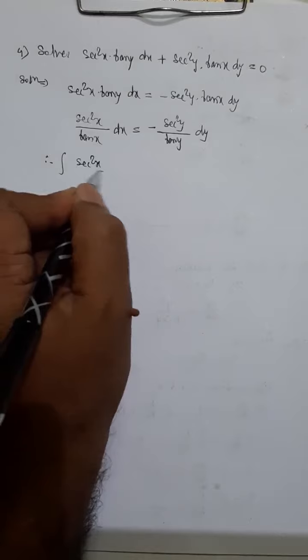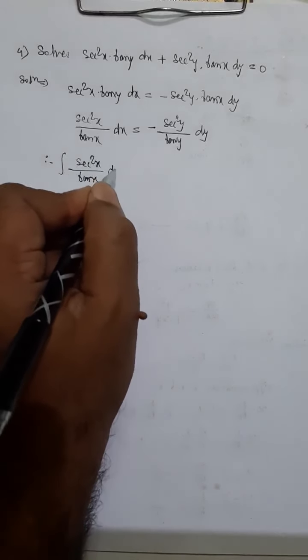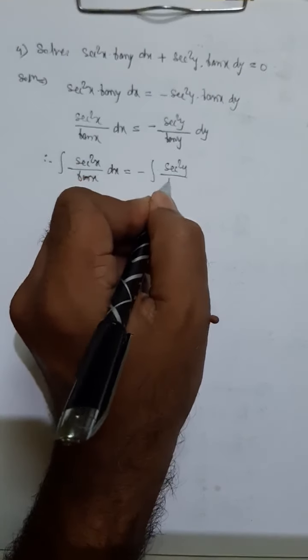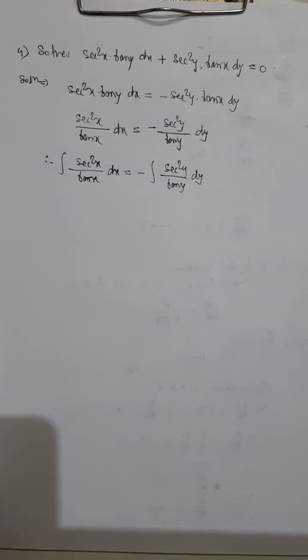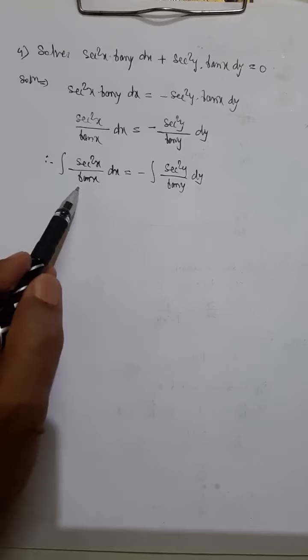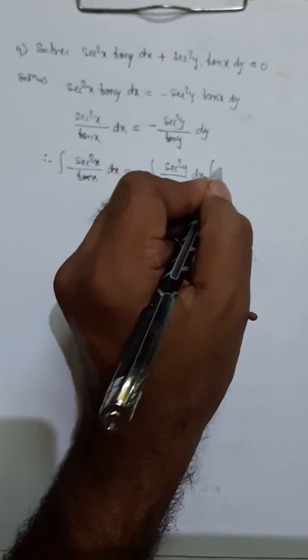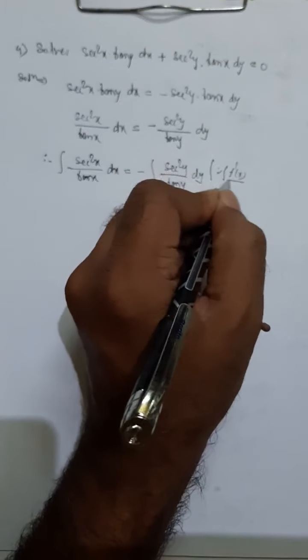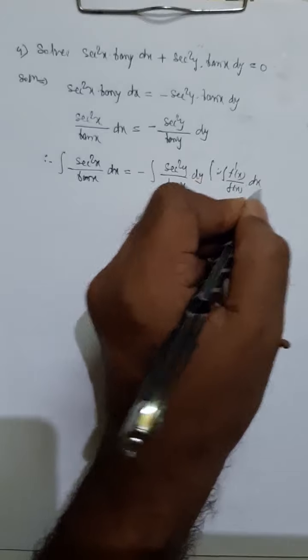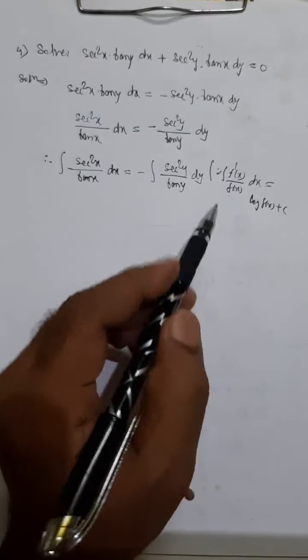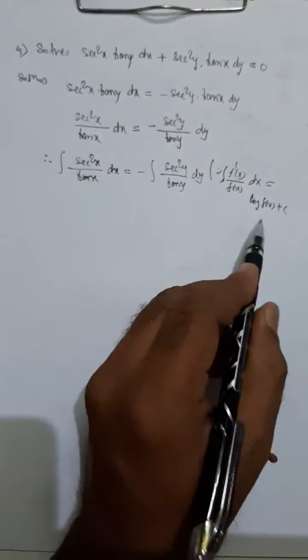Integration sec square x divided by tan x dx is equal to minus, and outside, integration sec square y divided by tan y dy. We know the formula. Whenever the numerator is the derivative of the denominator, integration is log of the denominator. Our formula is, integration f dash x divided by f of x dx is nothing but log fx plus c. Apply this formula.